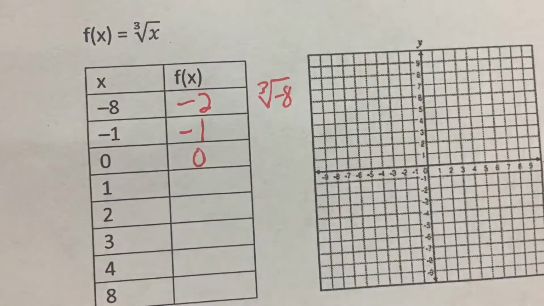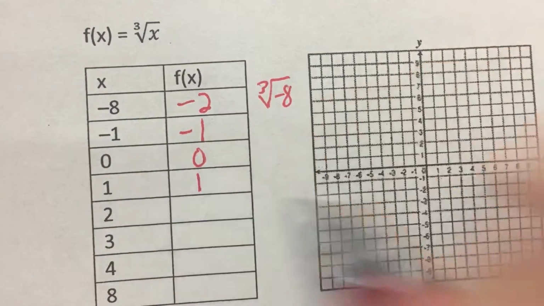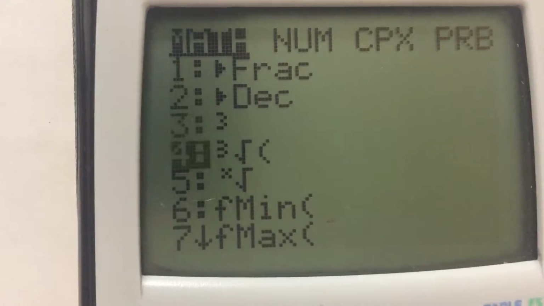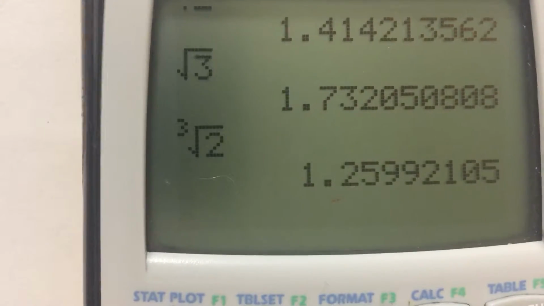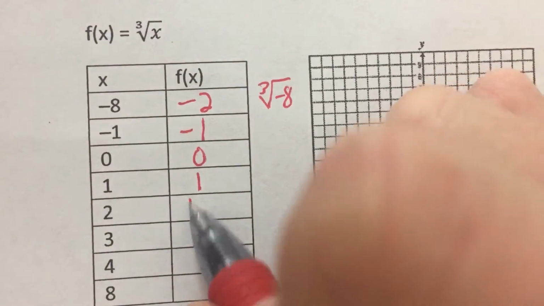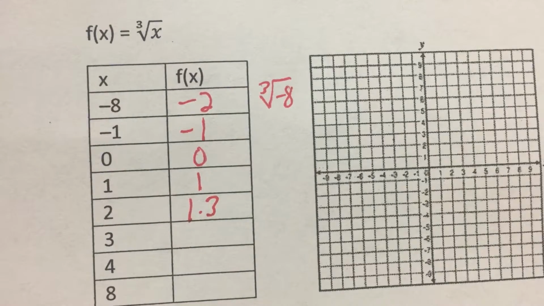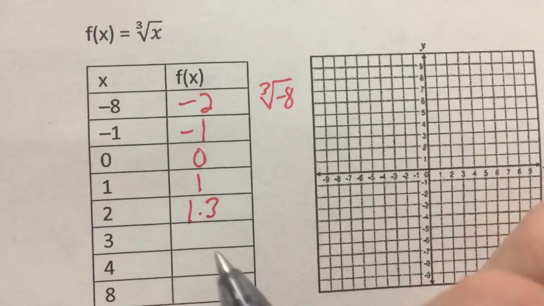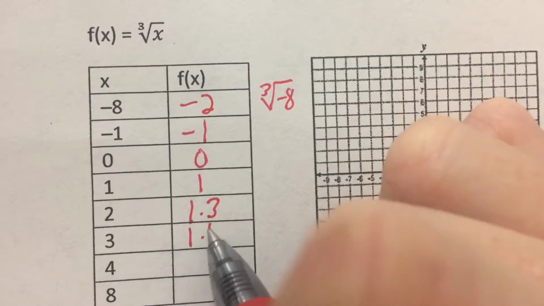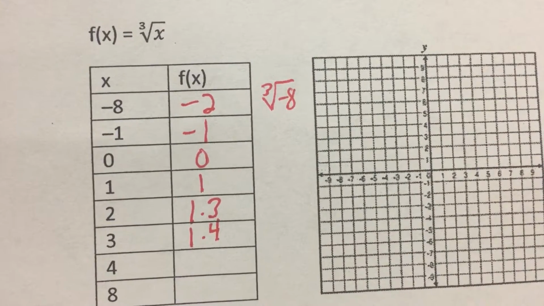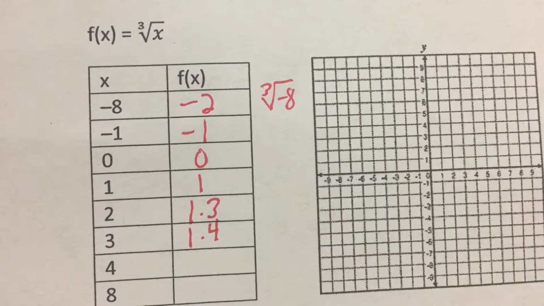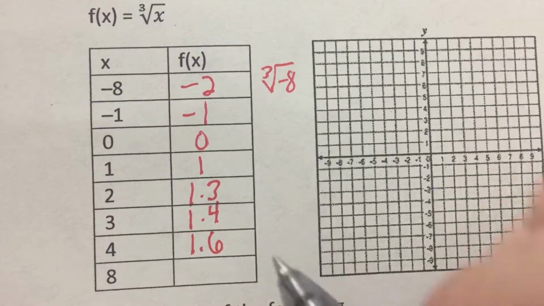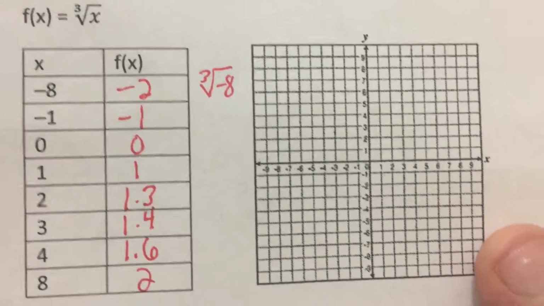Cube root of 0 is 0. The cube root of 1 is 1. The cube root of 2, if I type that in here so you can get an idea, is about 1.3, rounded off. The cube root of 3 is about 1.4. Cube root of 4 is about 1.6. And then I went ahead and just skipped on up to the next perfect cube, which is 8. The cube root of 8 is actually 2.